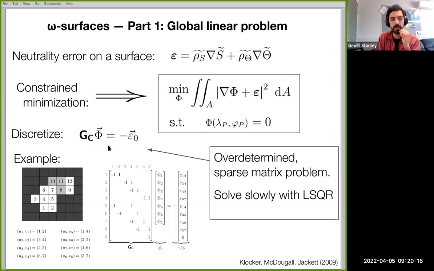The thing about this matrix G is that in the asymptotic limit, as you get to a large domain, it's roughly twice as tall as it is wide. So it's an overdetermined matrix problem, and we're going to want to solve the least squares solution of it. The square is to give us this guy here, the square. The original code from Klocker, McDougall, and Jackett solved this using the LSQR algorithm. Turns out we can do better.